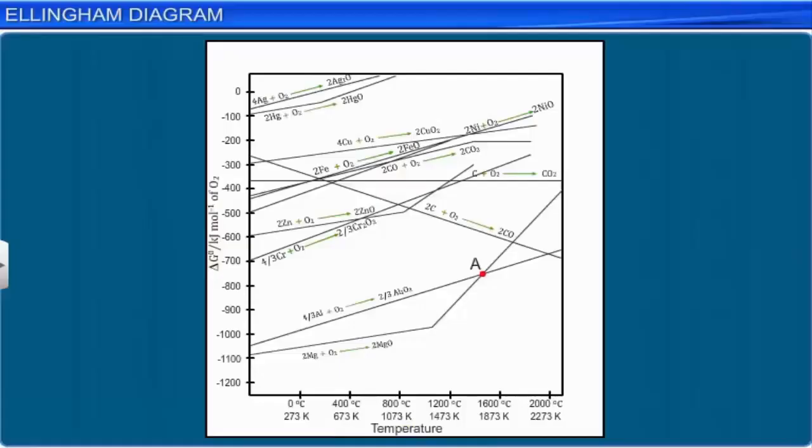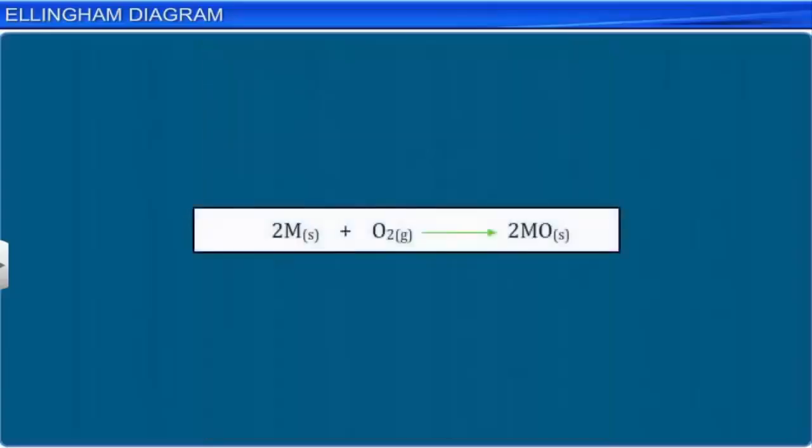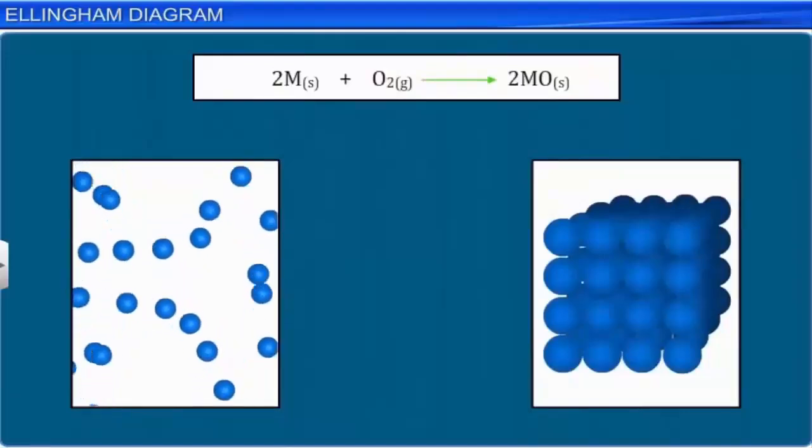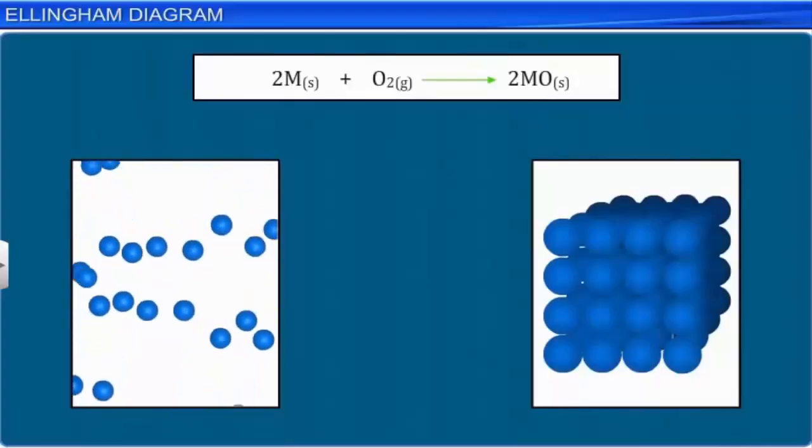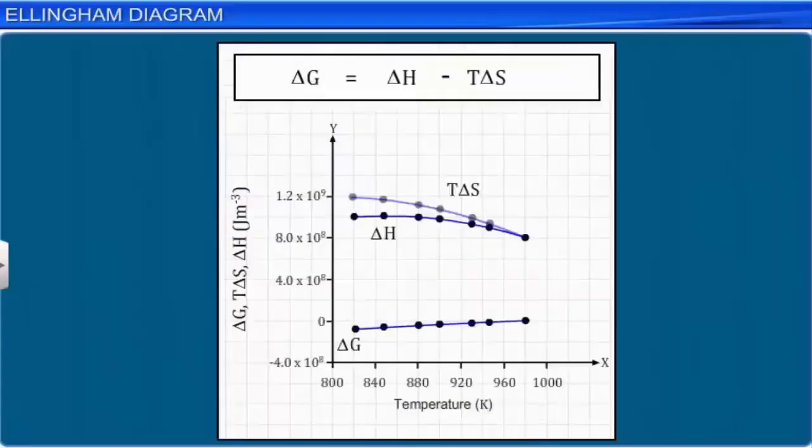An Ellingham diagram for oxides has several important features. Let's look at them one by one. The first feature is that the graphs for most metal-to-metal oxide reactions show a positive slope. Consider a reaction such as the formation of an oxide, 2M plus O2 gives rise to 2MO. In this reaction, the entropy or randomness decreases from left to right due to the consumption of gases. Hence, delta S becomes negative.